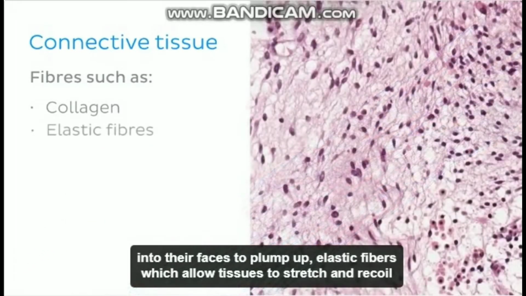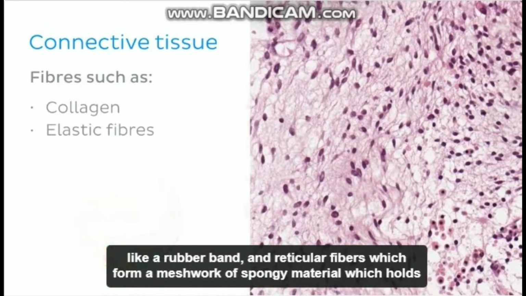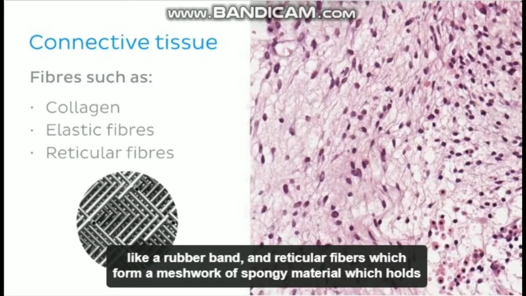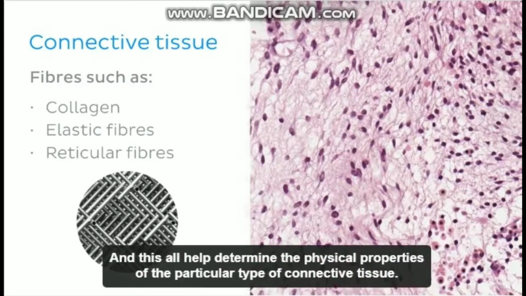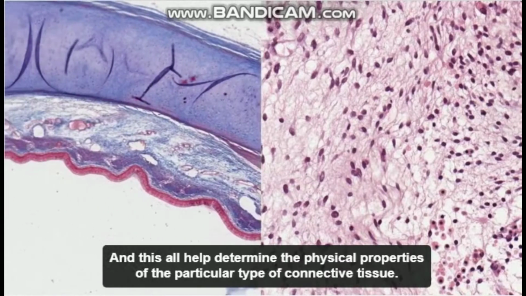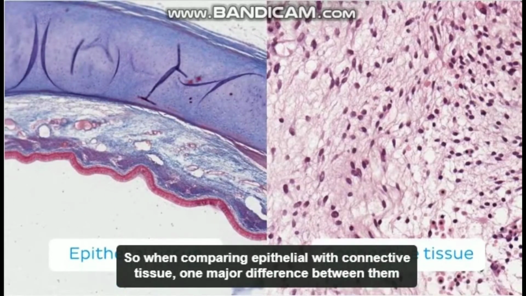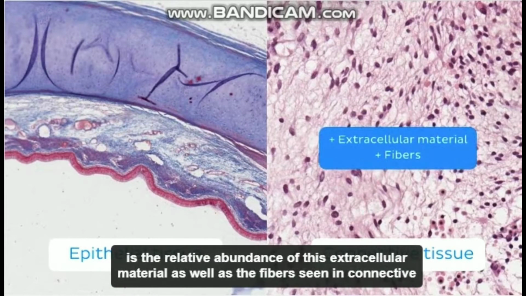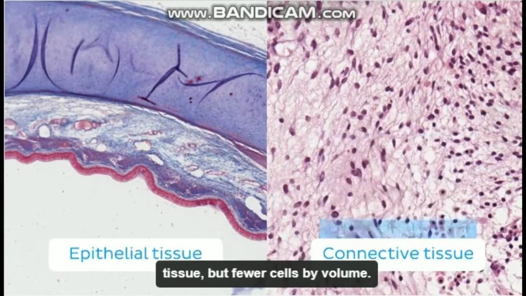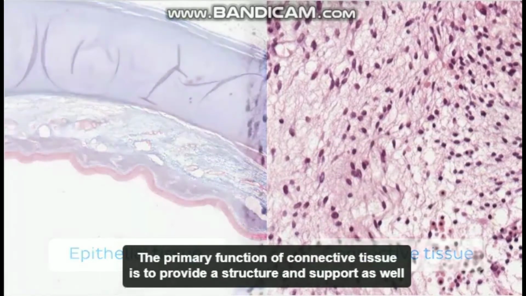Elastic fibers, which allow our tissues to stretch and recoil like a rubber band. And reticular fibers, which form a meshwork of spongy material which holds everything in place. And these all help determine the physical properties of the particular type of connective tissue. So when comparing epithelia with connective tissue, one major difference between them is the relative abundance of this extracellular material, as well as the fibers seen in connective tissue, but fewer cells by volume.